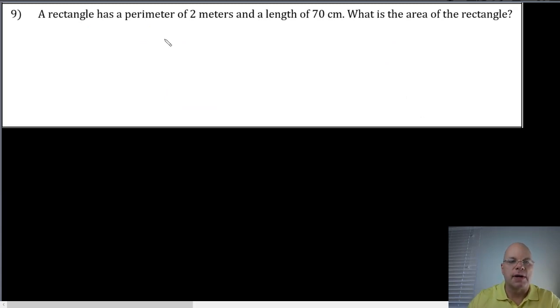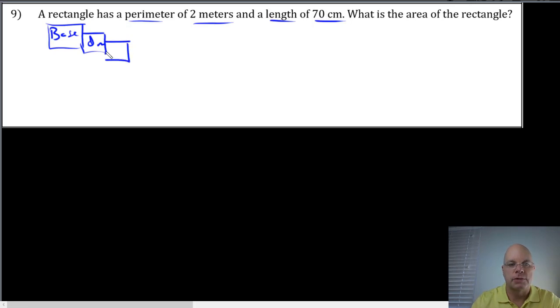Problem number 9 says a rectangle has a perimeter of 2 meters and a length of 70 centimeters. What is the area of the rectangle? The tricky thing here is we have one of the measurements in meters and the other in centimeters. So I'm just going to convert these 2 meters to centimeters. If you recall, you have base units, then decimeters, then centimeters. Or if you just know that there's 100 centimeters in a meter, you're going to move your decimal 2 places to the right, the same as multiplying by 100. So this perimeter is 200 centimeters.